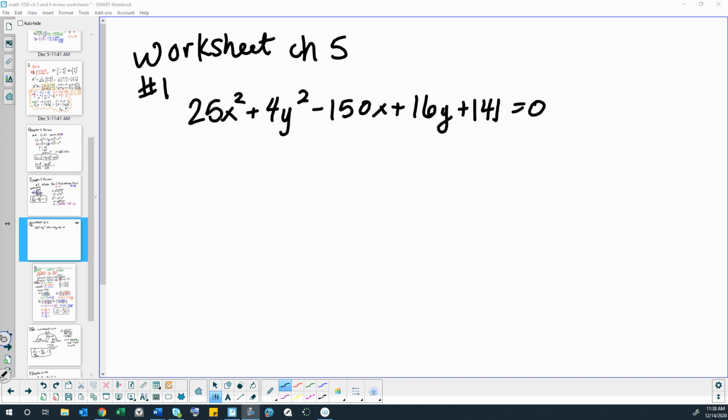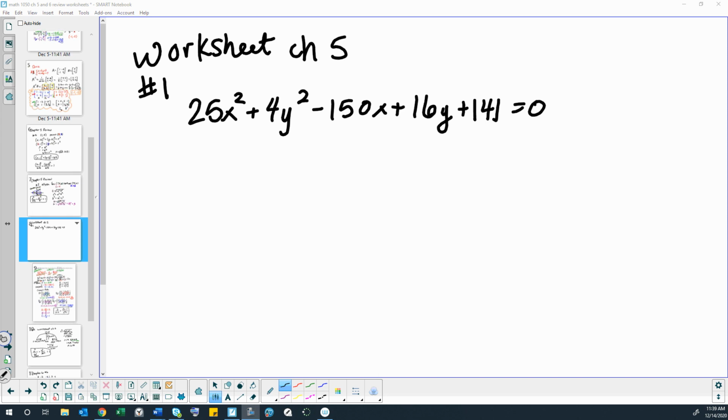All right, worksheet chapter 5, question number 1. We're going to complete the square so that we can put this equation in standard form and then graph it. All right. So the thing about completing the square is, this one might have completed the square twice in it because we have two variables that are squared.